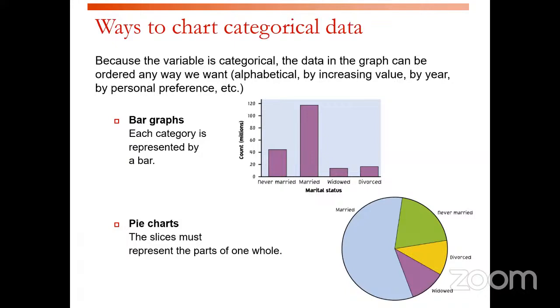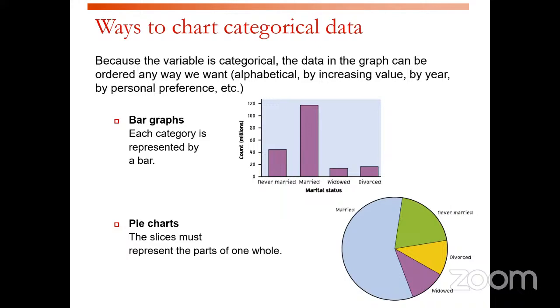Okay, now there are different ways in which we can present the data in a graphical way, right? When the variable is given in the form of categories, the data in the graph can be ordered any way we want, maybe alphabetically, maybe by increasing values, maybe by year, or by personal preference, right? That's given here in front of you on the slides. If I say bar graphs, then each category is represented by a bar, whether never married, married, widowed, or divorced. Another is the pie chart, right?